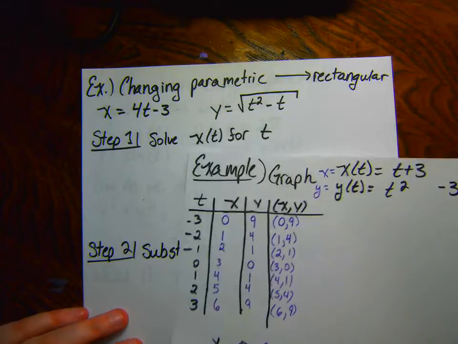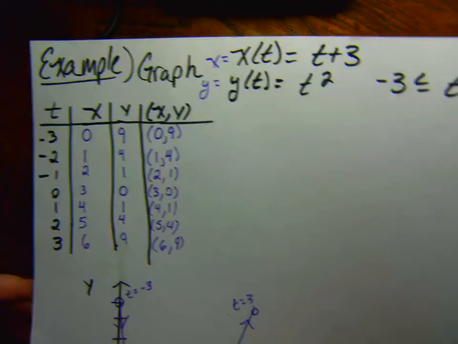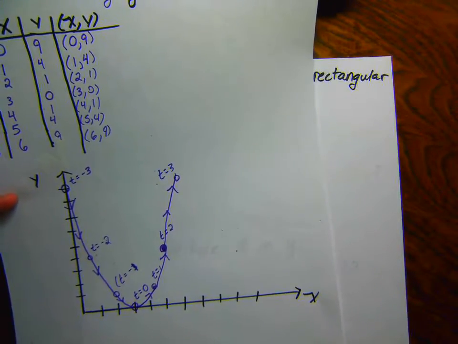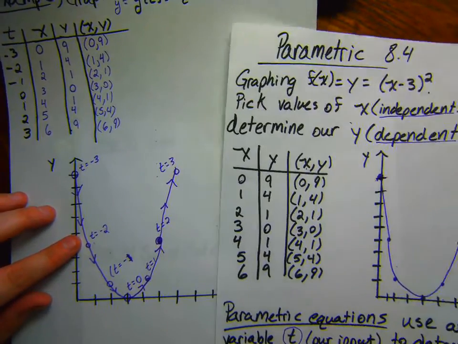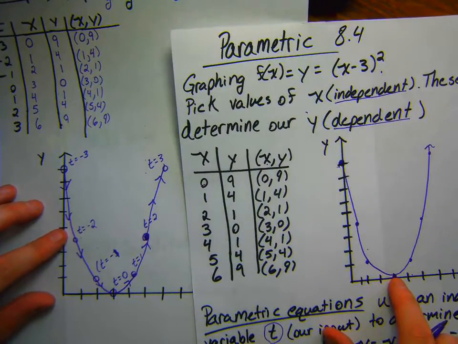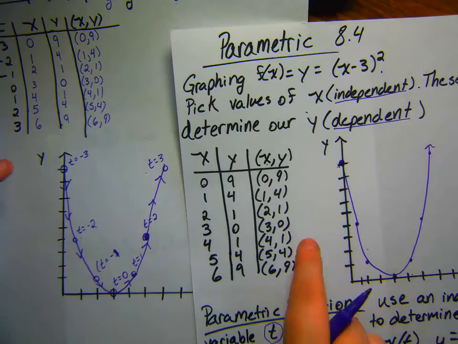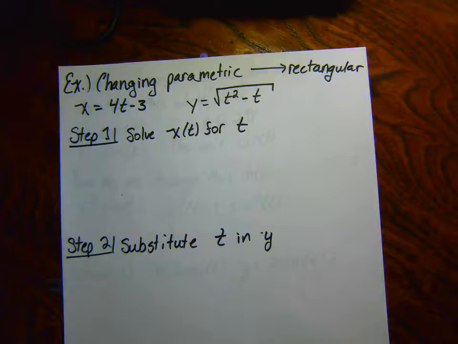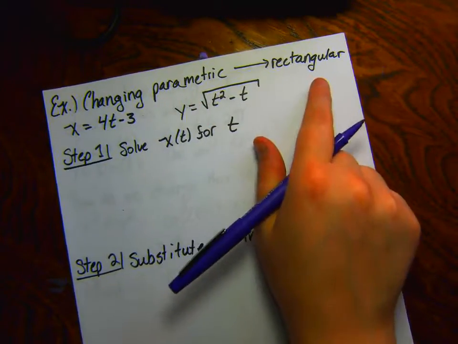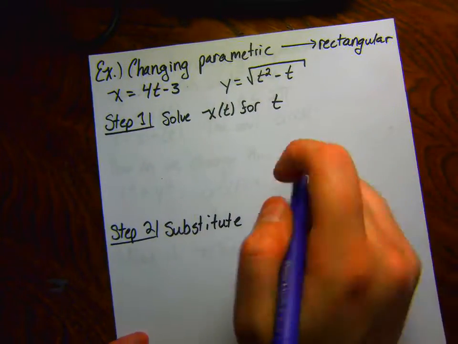So as you can tell, we can change parametric into rectangular most of the time. So if we look at this graph of a parametric equation and this graph of our rectangular equation, notice that they make the same shape. Okay, so we're going to be talking about how we can go from parametric to rectangular. Alright, so let's start with this example.